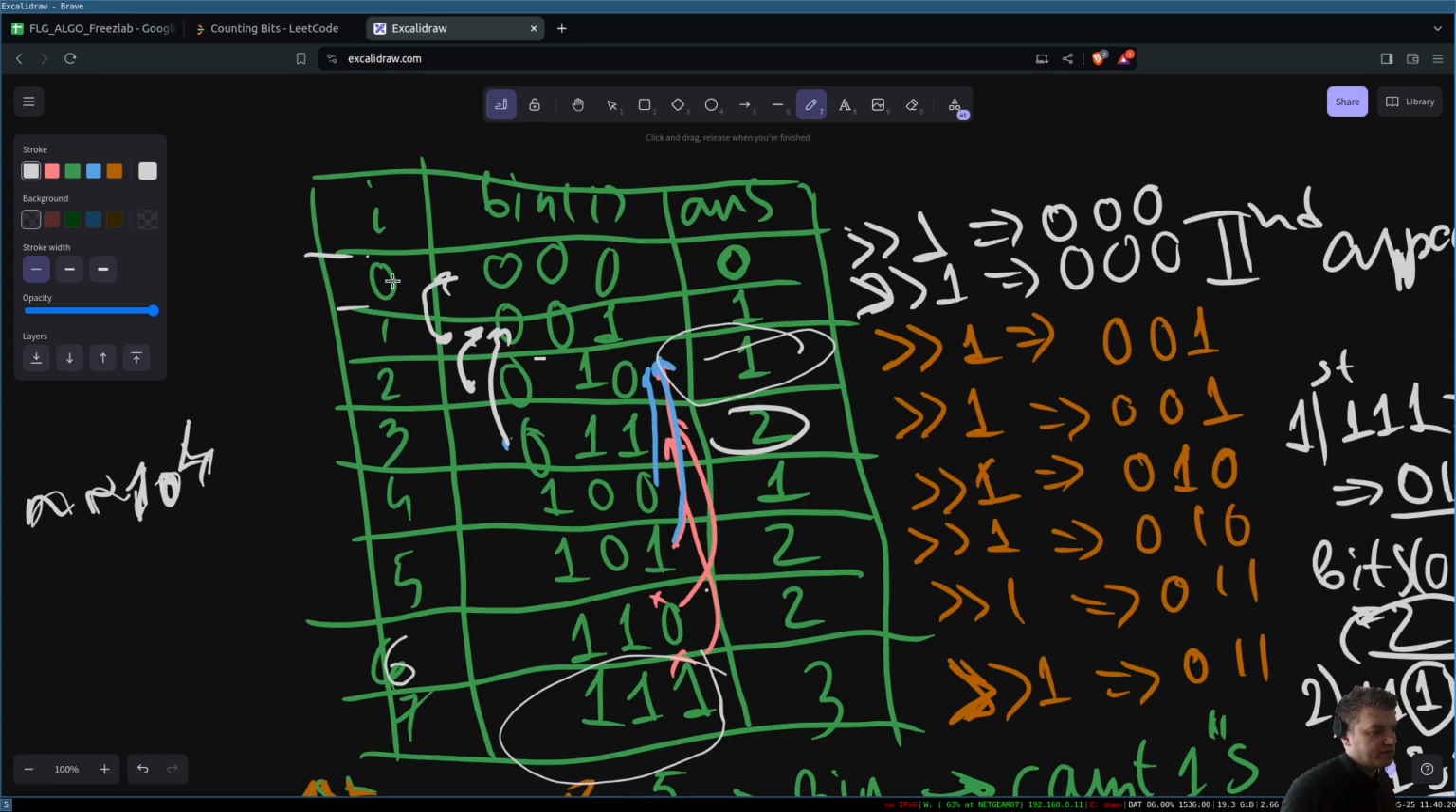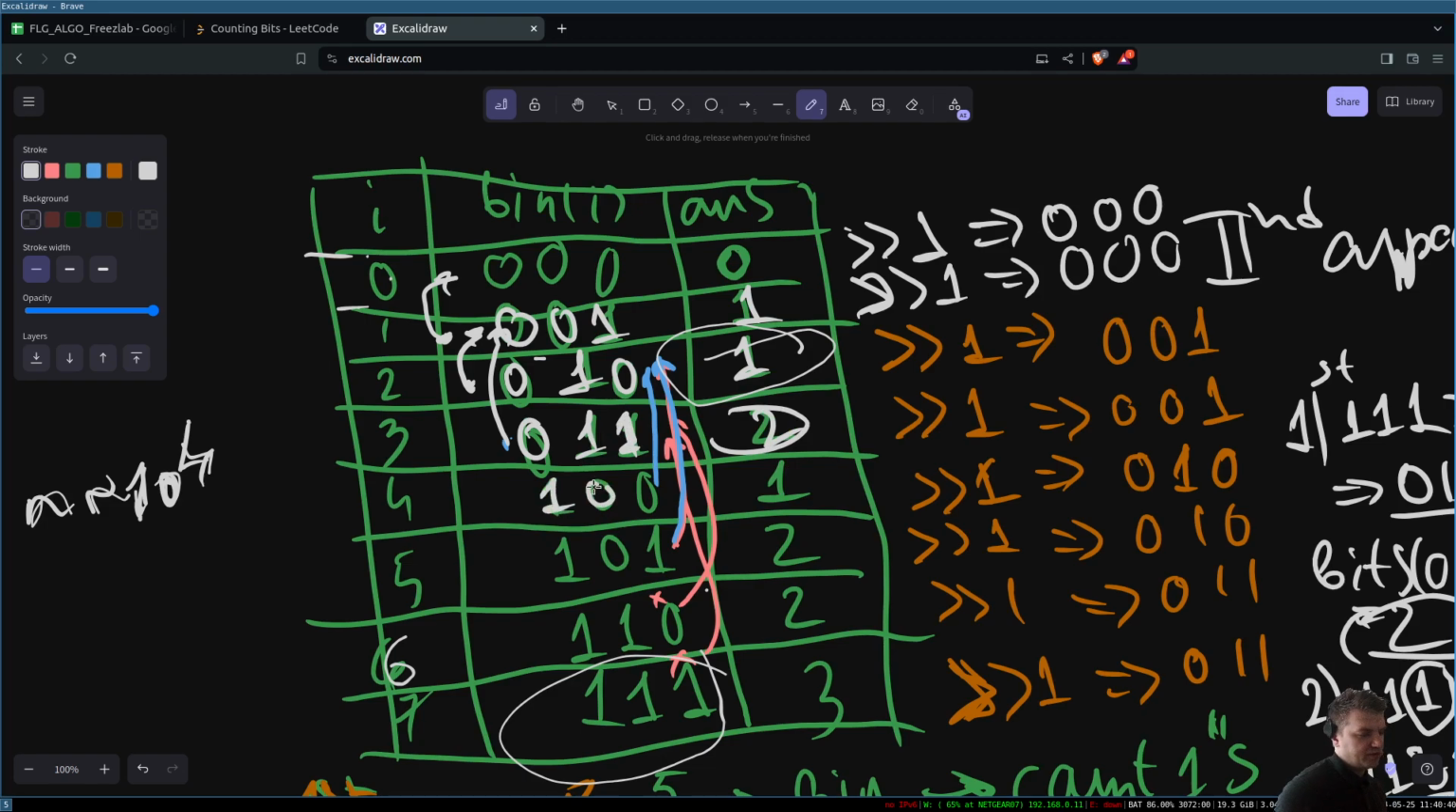So for 0, I have all zeros, answer 0. For 1, I have 0, 1, answer 1. For 2, I have 0, 1, 0, answer 1, the number of bits. For 3, I have 0, 1, 1, so the number is 2.